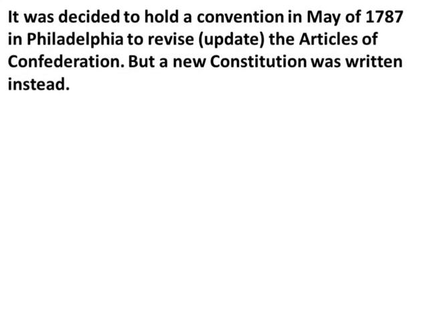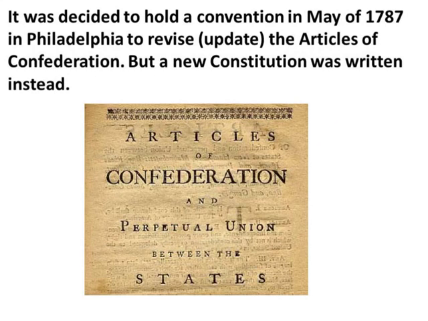It was decided to hold a convention in May of 1787 in Philadelphia to revise, which means update, the Articles of Confederation. But a new constitution was written instead. So at first, the convention was going to revise the Articles of Confederation, but they decided to get rid of them and write a whole new constitution.